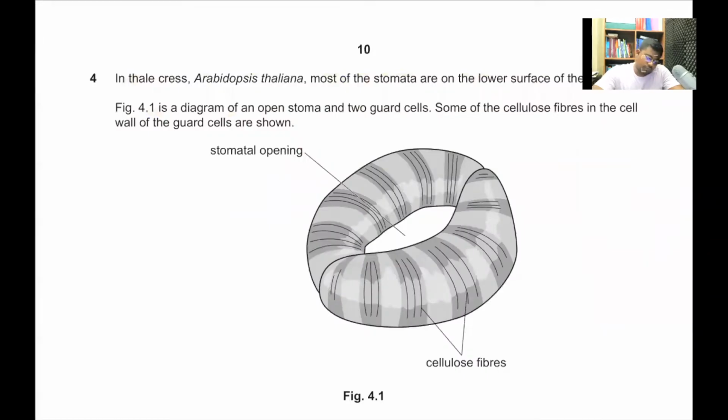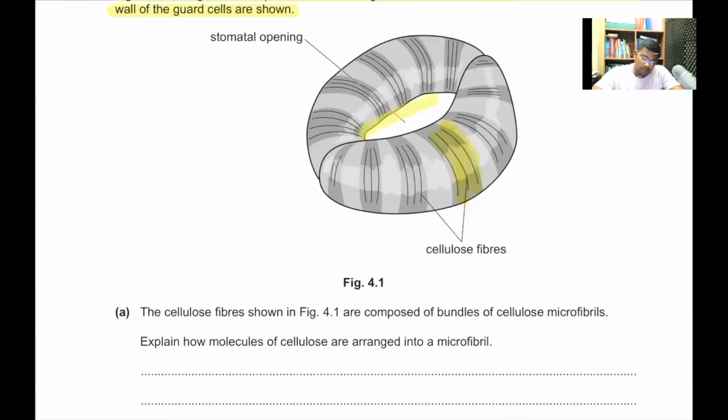Question 4. In thale cress, Arabidopsis thaliana, most of the stomata are on the lower surface of the leaves. Figure 4.1 is a diagram of an open stomata. Two guard cells are seen. Some of the cellulose fibers in the cells of the guard cells are also shown. We can see the cellulose fibers are running in this direction, and we can also see the stomatal opening.